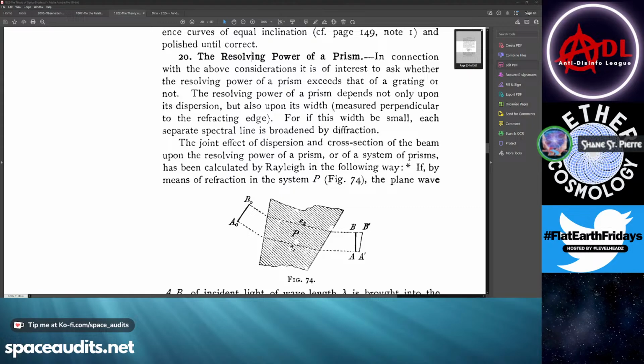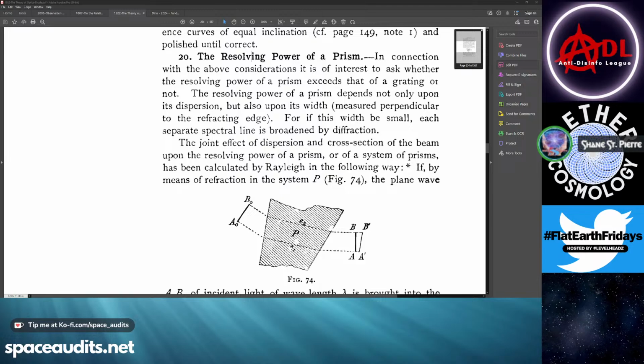All right. The resolving power of a prism. In connection with the above considerations, it is of interest to ask whether the resolving power of a prism exceeds that of a grating or not. Resolving power of a prism depends not only upon its dispersion, but also upon its width, which is perpendicular to the refracting edge. For if this width be small, each separate spectral line is broadened by diffraction. The joint effect of dispersion and cross-section of the beam upon the resolving power of a prism or of a system of prisms has been calculated by Rayleigh.